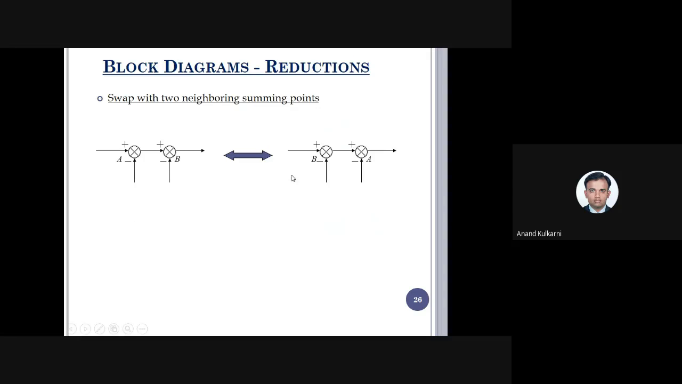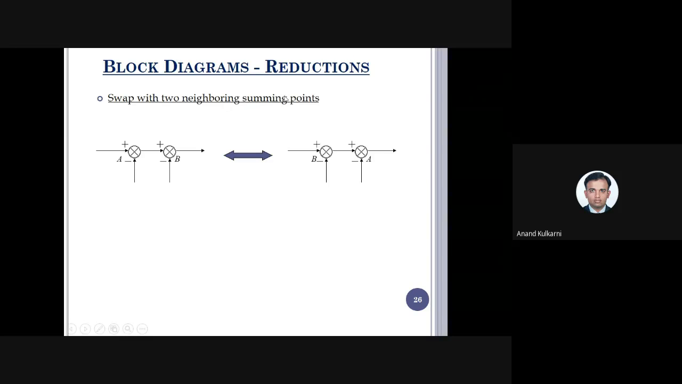Now this we have not discussed; this is the new one. Suppose there are two summing points like this. In that condition, you can replace the position. As in this case, if you see A and B are there, you can replace B and A. So this is also feasible, and this can also be done.